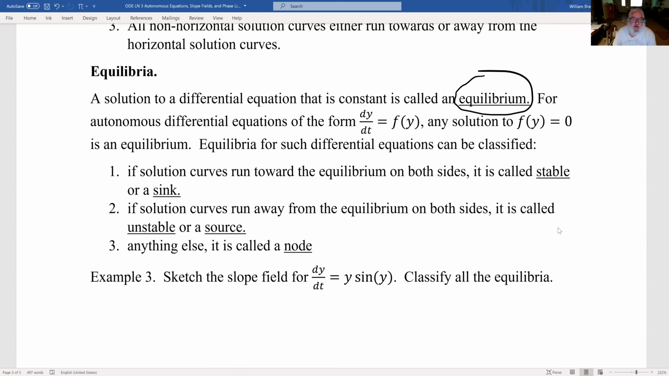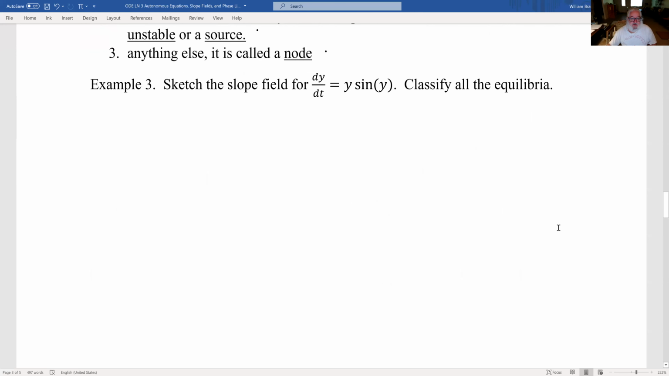Right? So for any differential equation, a constant solution is called an equilibrium. For these particular ones, dy/dt equals f(y), any solution of f(y) equals 0 is an equilibrium. And we can classify them. If solution curves run towards the equilibrium on both sides, it's stable. If they run away from the equilibrium on both sides, it's unstable or a source. Anything else is called a node. So what's the slope field for dy/dt equals y sin y, and classify all the equilibria?